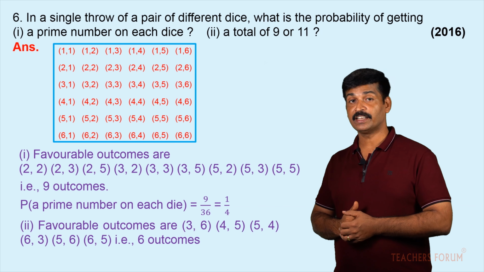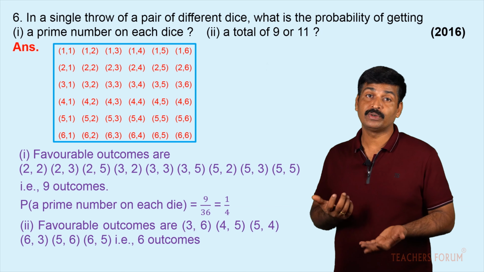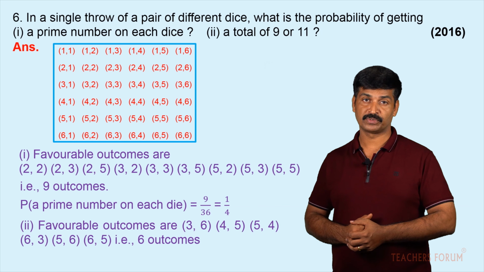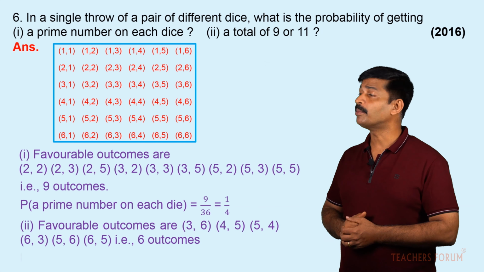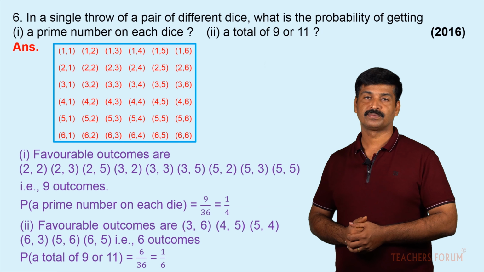So, probability of getting 9 or 11 on adding the numbers appearing on the 2 dice, that is 6 in number. There are 6 favorable outcomes. So, what is the probability? The probability is 6 by 36, that is 1 by 6.